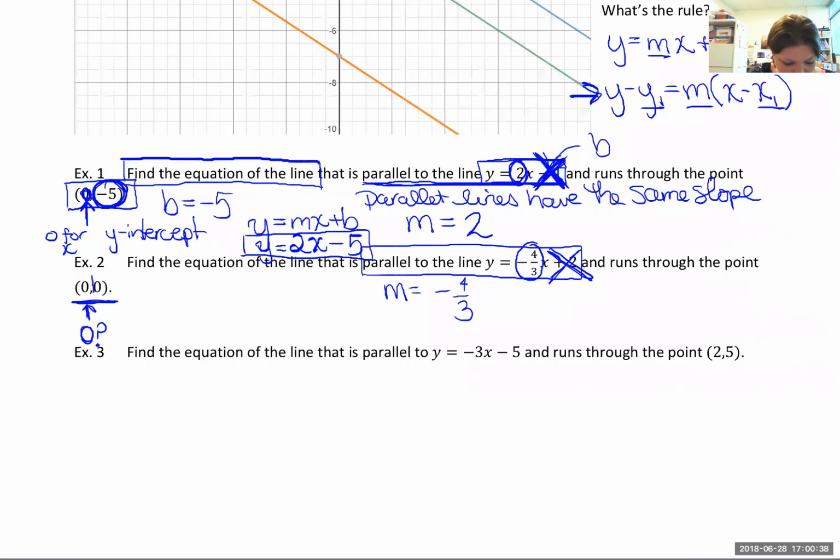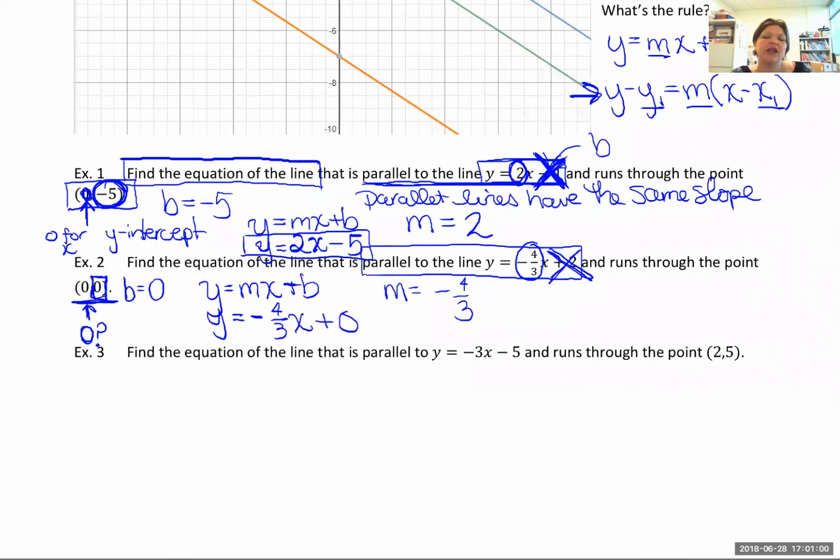So I come over here to the y value. That's my y-intercept. So I know my b is going to be 0. Okay, so I know my m, I know my b. That means that I could use the slope-intercept form, the y equals mx plus b form. So y equals -4/3 x. Now I can write plus 0.